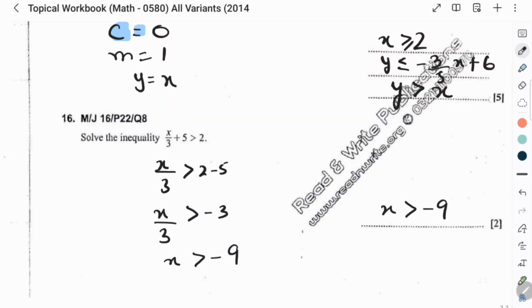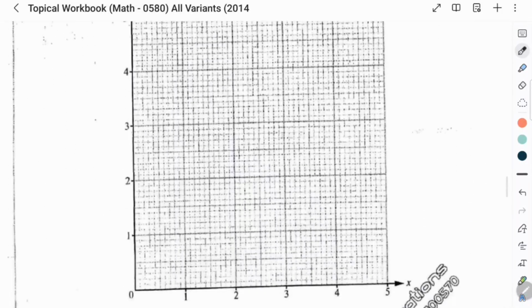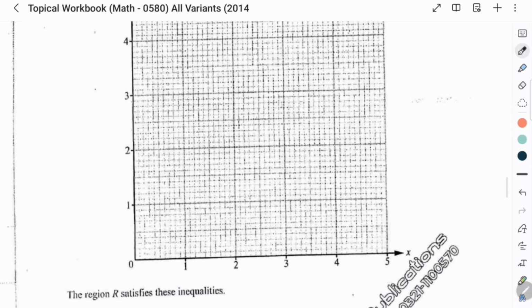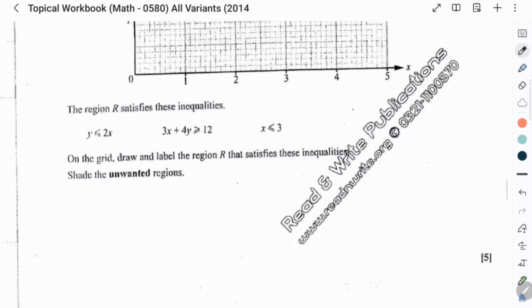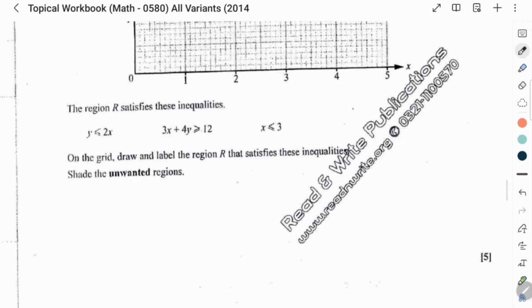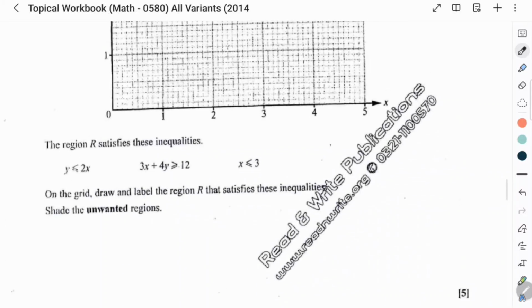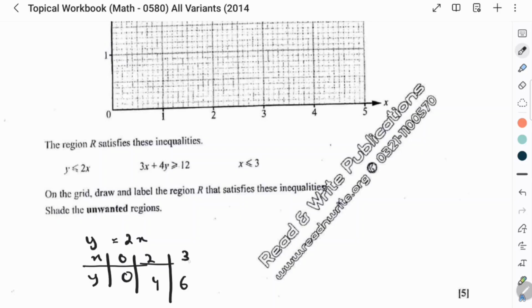Now the next question, the region satisfied by the 3 inequalities, and this question is a 5 marks question. y is less than or equal to 2x. Alright, so y is less than or equal to 2x. It means if you take y equal to 2x, and if you take 0, then you will get 0. 2 times 0 is 0. If you take 2, you will get 4. You will get double the number, 3 and 6, 4 and 8.